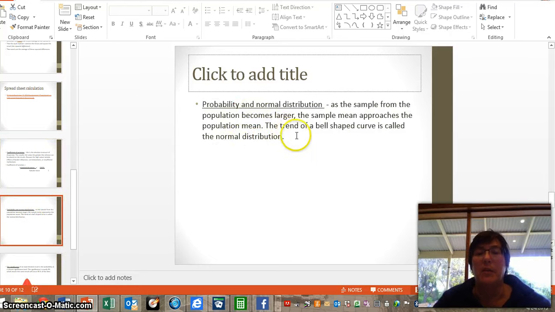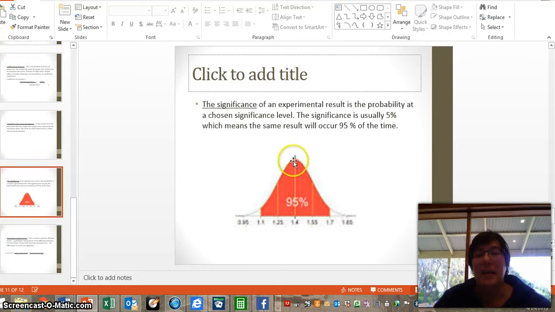Probability and normal distribution. As the sample from the population becomes larger, the sample mean approaches the population mean. The trend of the bell-shaped curve is called the normal distribution. So this is a normal distribution, a bell-shaped curve. The closer you are to the middle, the more accurate it's going to be.